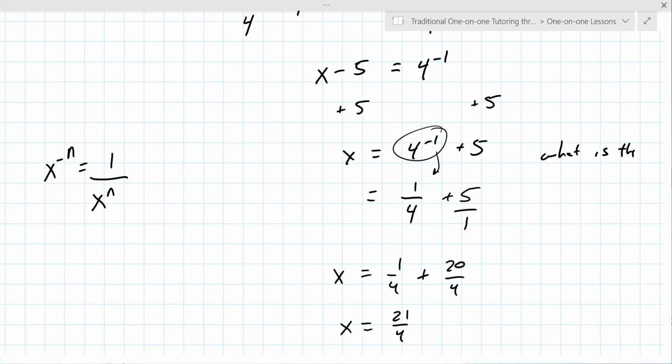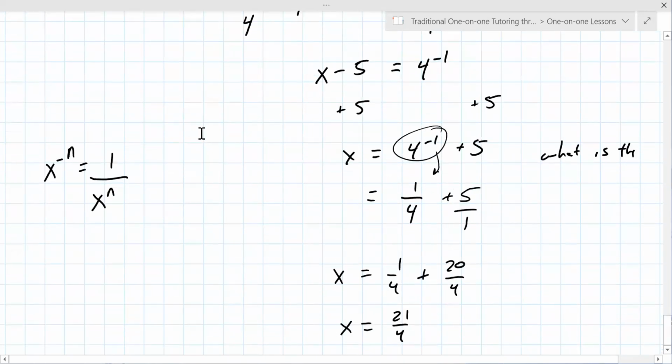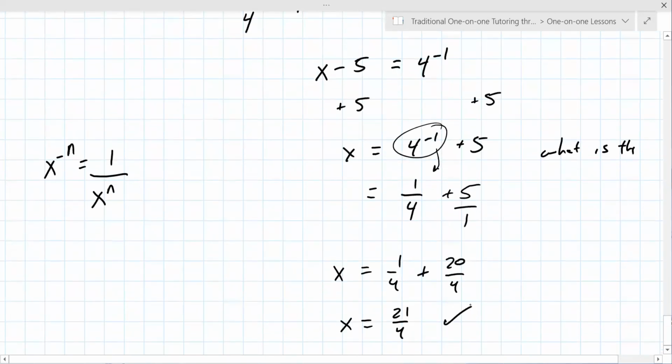Now you might think back to what I said initially, which was that we're going to check this, right? When you only get one solution, you should, but it's usually when you get 2 solutions that you have to be worried about that. So there actually is no extraneous solution here. We could check this, but it's not necessary. So this is it for that.